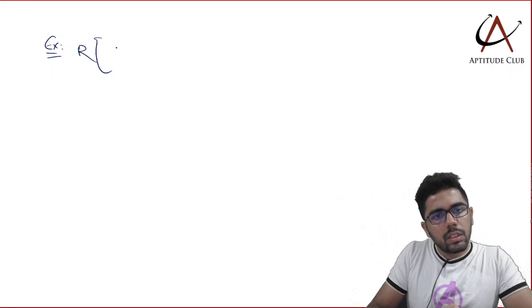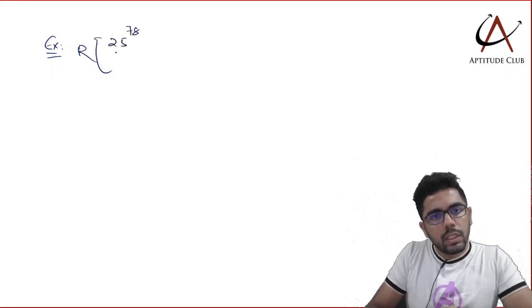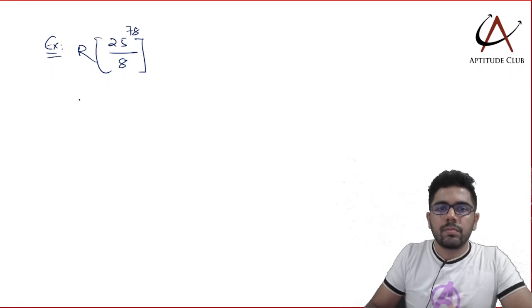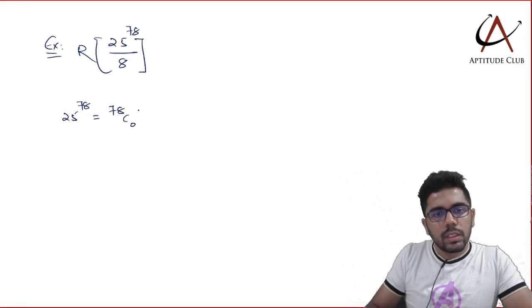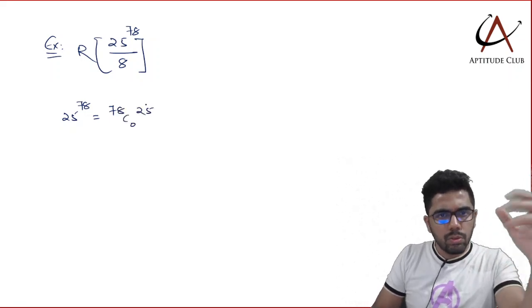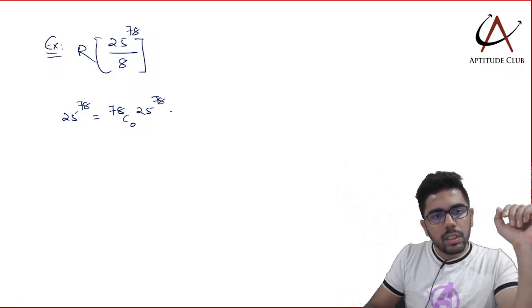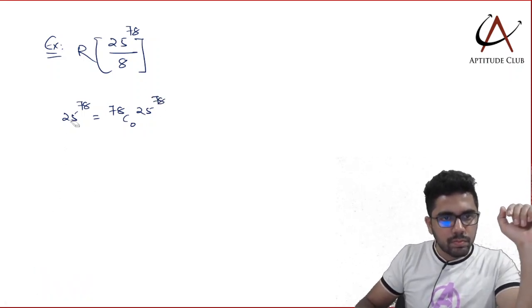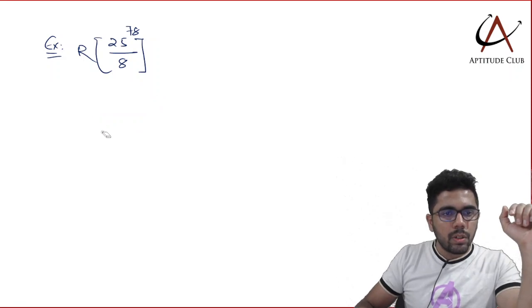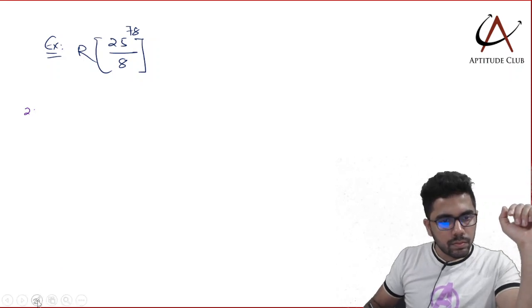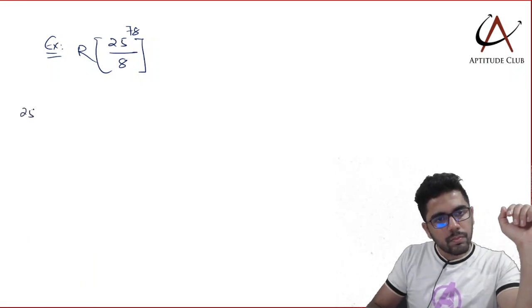Suppose I will say find the remainder when 25 to the power 78 is divided by 8. सपोज ऐसा दिया है. अभी तुम ये 25 to the power 78 का जब एक्सपेंशन करोगे, this 78c0, मैं अभी समझाने के लिए एक्सपेंशन लिख रहा हूँ, you don't have to write the expansion. 25 to the power 78, let us write it in this way, I'll write it as 24 plus 1.